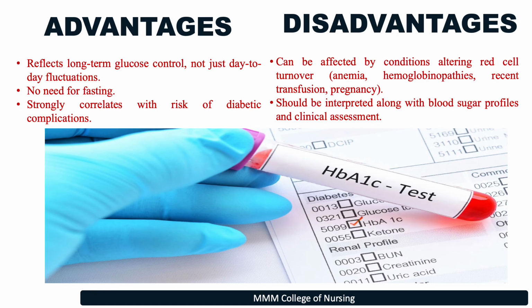Let's look at the advantages and disadvantages of the HbA1c test. When it comes to the advantages, it reflects long-term glucose control, not just day-to-day fluctuations. There is no need for fasting, and this test strongly correlates with risk of diabetic complications. Coming to the disadvantages, it can be affected by conditions altering red cell turnover, such as anemia, hemoglobinopathies, recent transfusion, pregnancy, and this should be interpreted along with blood sugar profiles and clinical assessment.